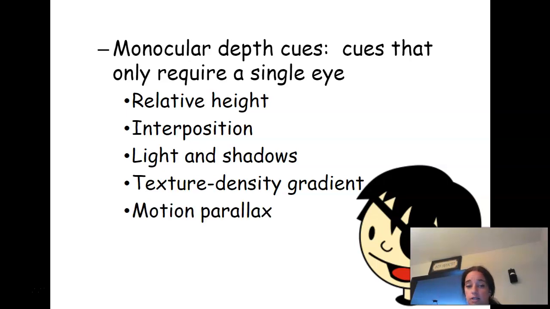Another monocular depth cue is motion parallax. This is the apparent movement of objects that occurs whenever you move your head from side to side. Nearer objects appear to move more than further objects. So pick an object that's relatively close to you, look at it, move your head from side to side, and it looks like the object moves significantly.